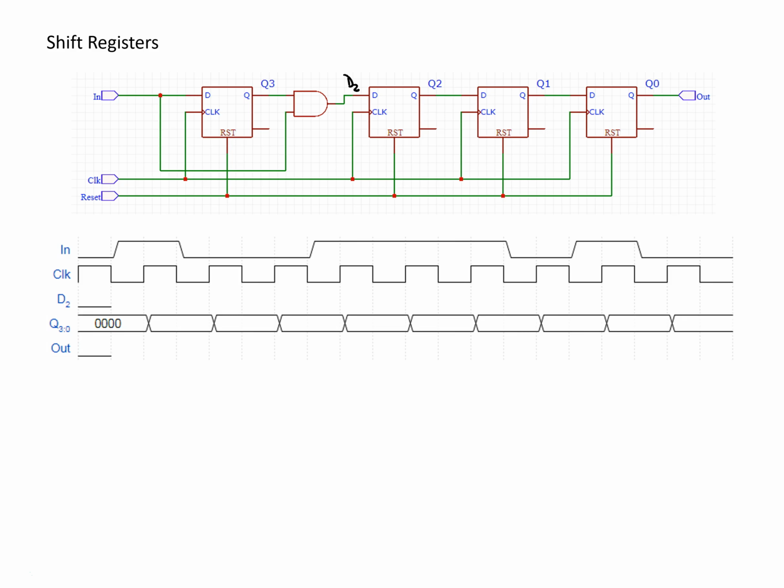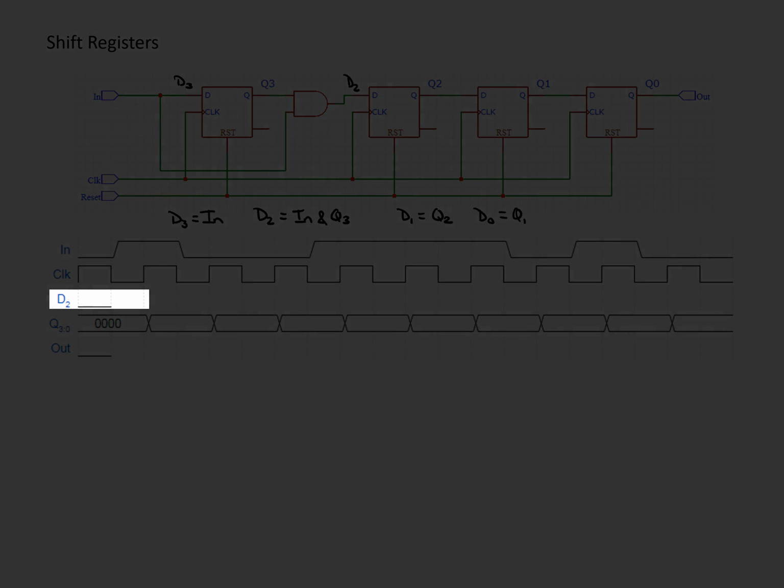To help us out, it may also help to have some equations for both D3, which is just equal to the input, as well as D2, which is equal to the input ANDed with the current value of the most significant bit. We could do the same thing for D1, which is equal to the second most significant bit, Q2, and D0, which is equal to Q1 in this 4-bit shift register. And so to analyze this, we're going to look at D2 initially.